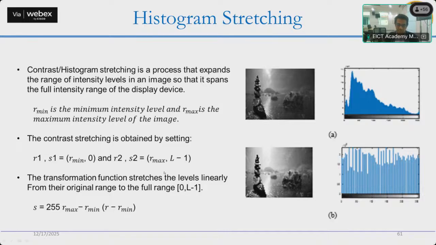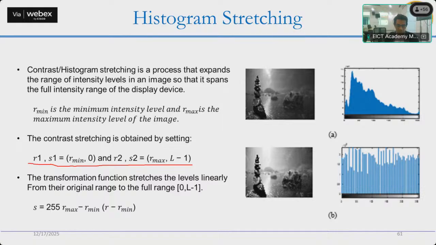R is basically the intensity of the original image. S is of the output image. So what you are doing here is this transformation.